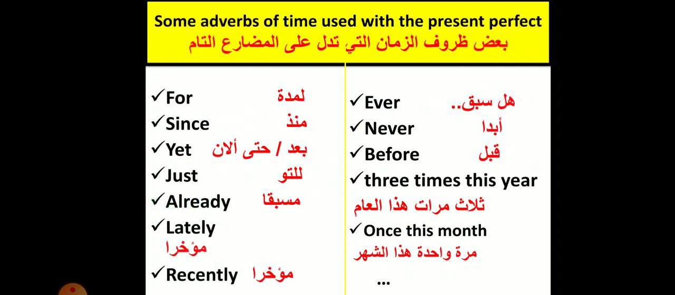Here are some adverbs of time used with the present perfect. Let's see them. For, since, yet, just, already, lately, recently, ever, never, before, 3 times this year, once this month, etc.